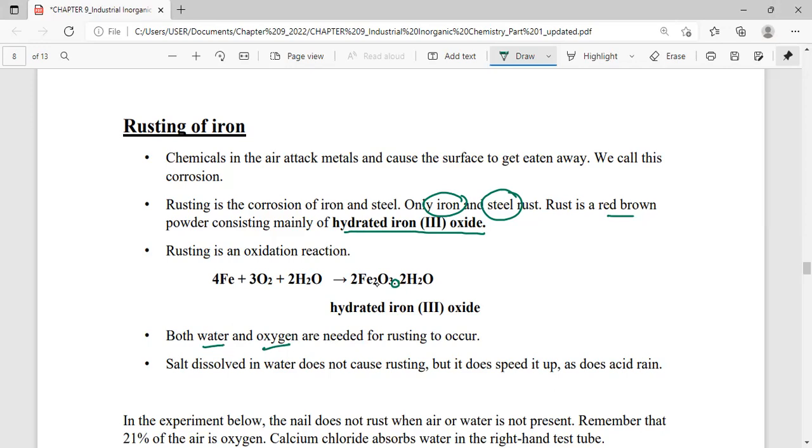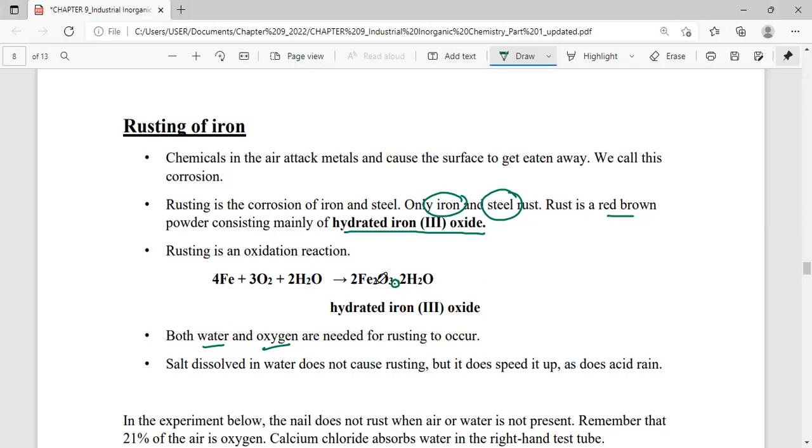Now, from this equation, you can see that both water and oxygen are needed for rusting to take place. Salt dissolved in water, that is salt water, doesn't actually cause rusting, but when the object is already rusted, it will make the rusting process even faster. And the same thing with acid rain. So these things speed up rusting.